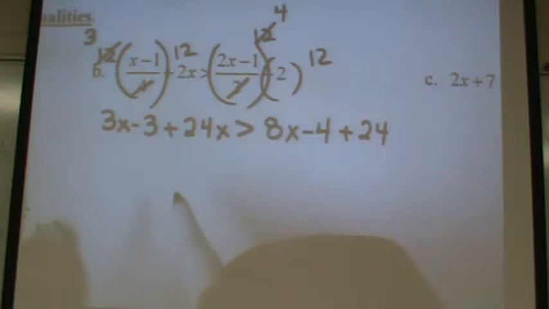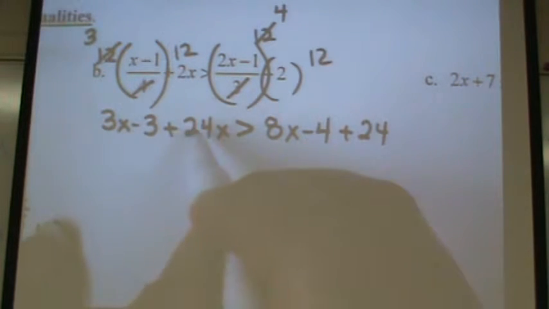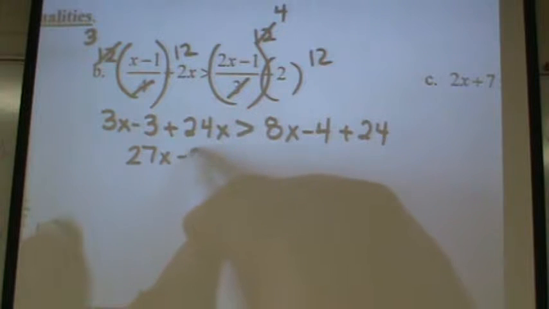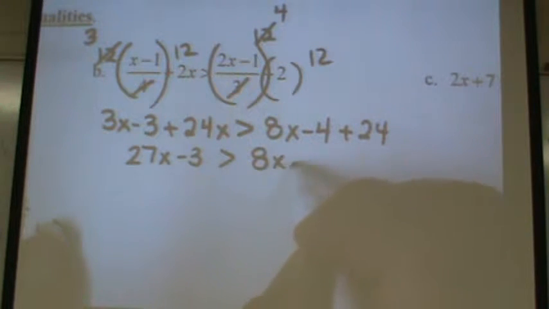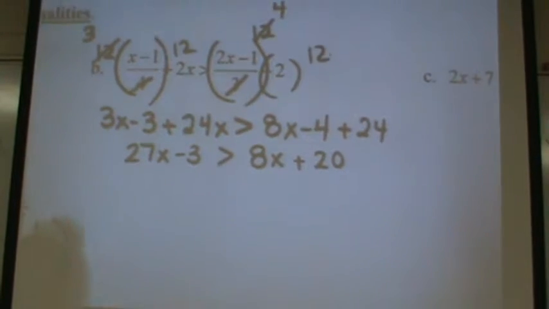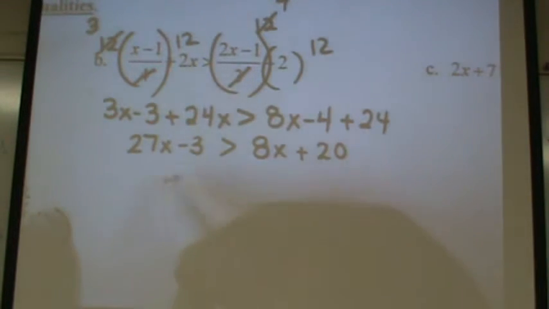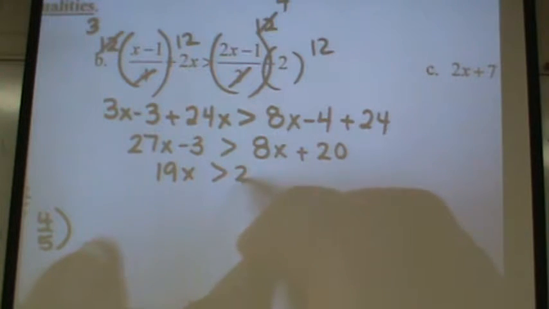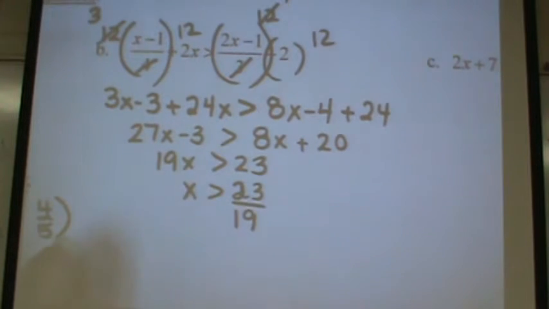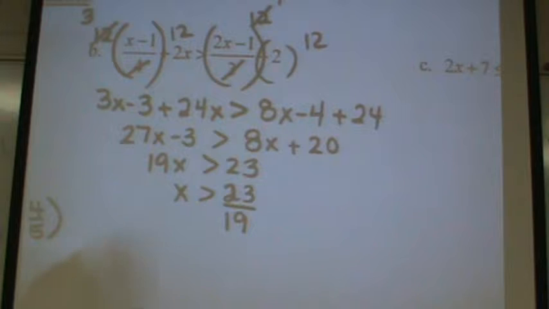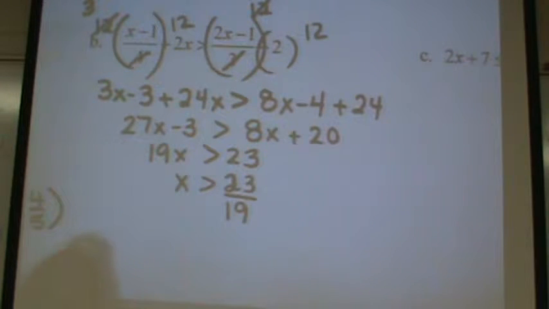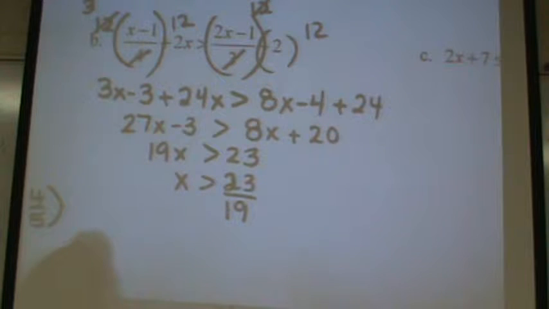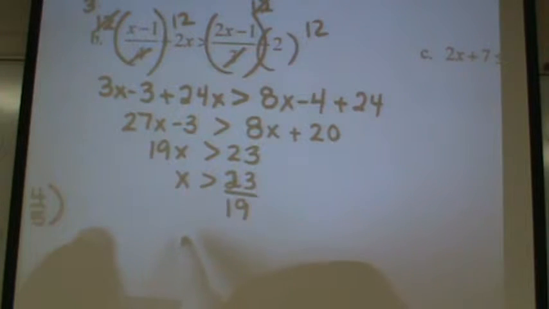Now, on the left side, what do I get? 27x minus 3, and then 8x plus 20, right? What else? Subtract 8x from 27x, what do you get? 19x. Add 3 and divide. It's just an ugly fraction. It's a rational number. And don't think you have it wrong because it didn't come out 2 or 4 or those kind of numbers. That's the correct answer.